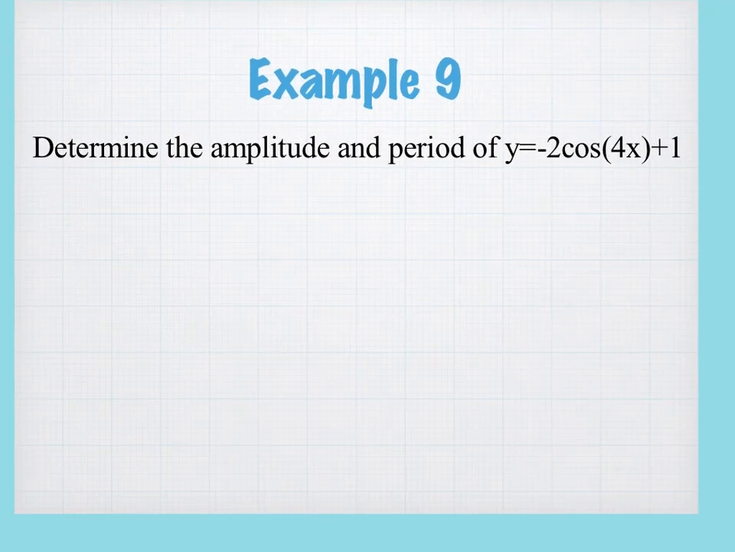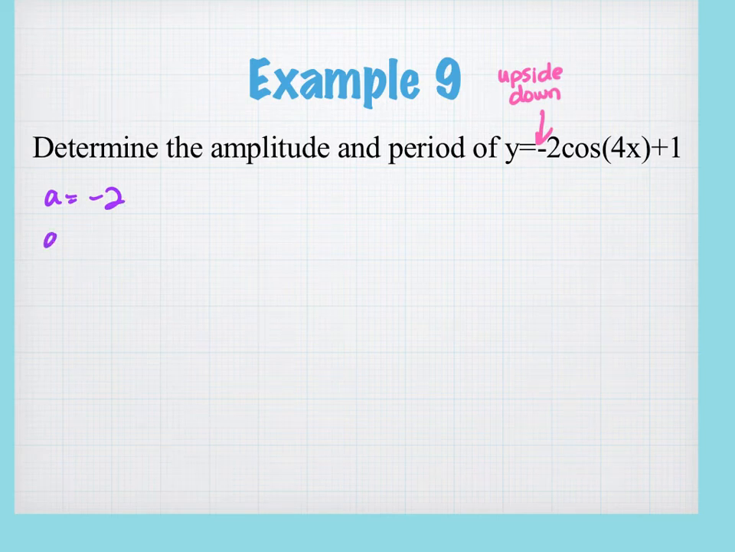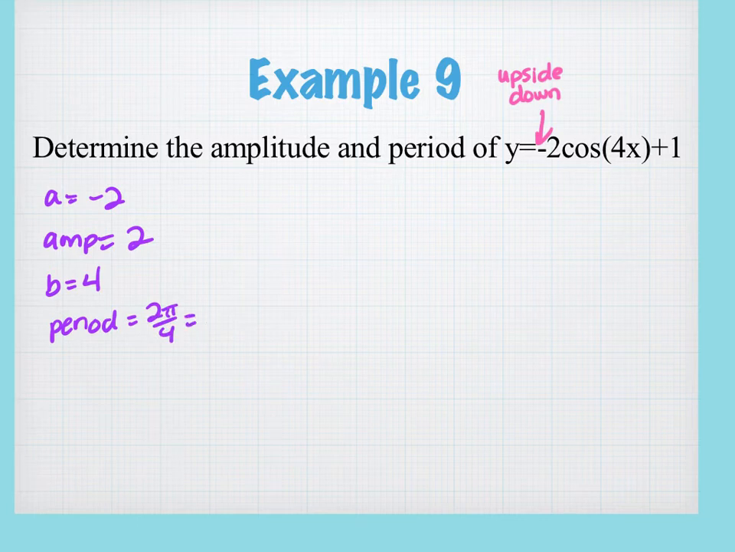All right, says determine the amplitude and the period of y equals negative cosine 4x plus 1. So we've got a negative on the front. This is going to flip it upside down. The negative 2 is your A this time. Your amplitude is still absolute value of that, so the amplitude again is always positive. What is B this time? 4. Good. So the period is 2 pi over 4, which is pi over 2.